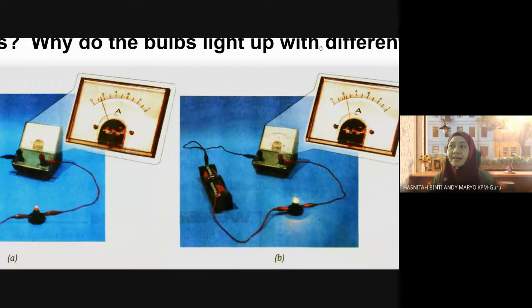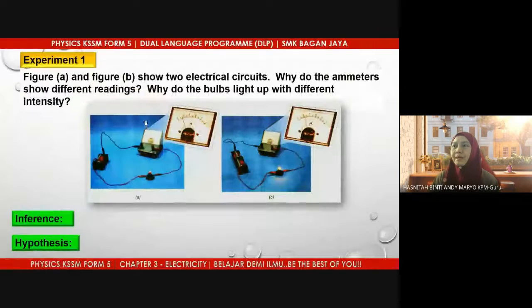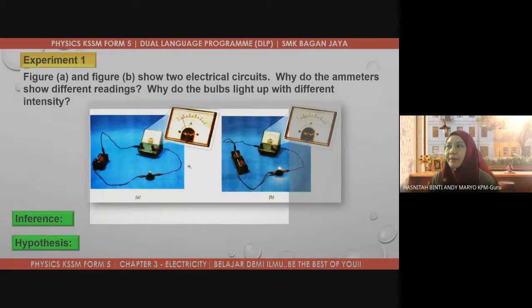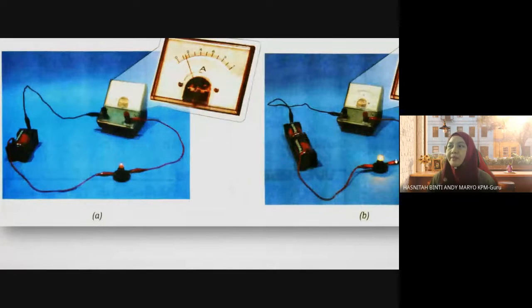Okay, right side, the second. Figure B shows a higher reading on the ammeter, above 2 ampere. This one is in between 1 and 2 ampere. Okay, the third difference you can see is the brightness of the bulb. The bulb in figure B lights up brighter. The bulb in figure A lights up dimmer.